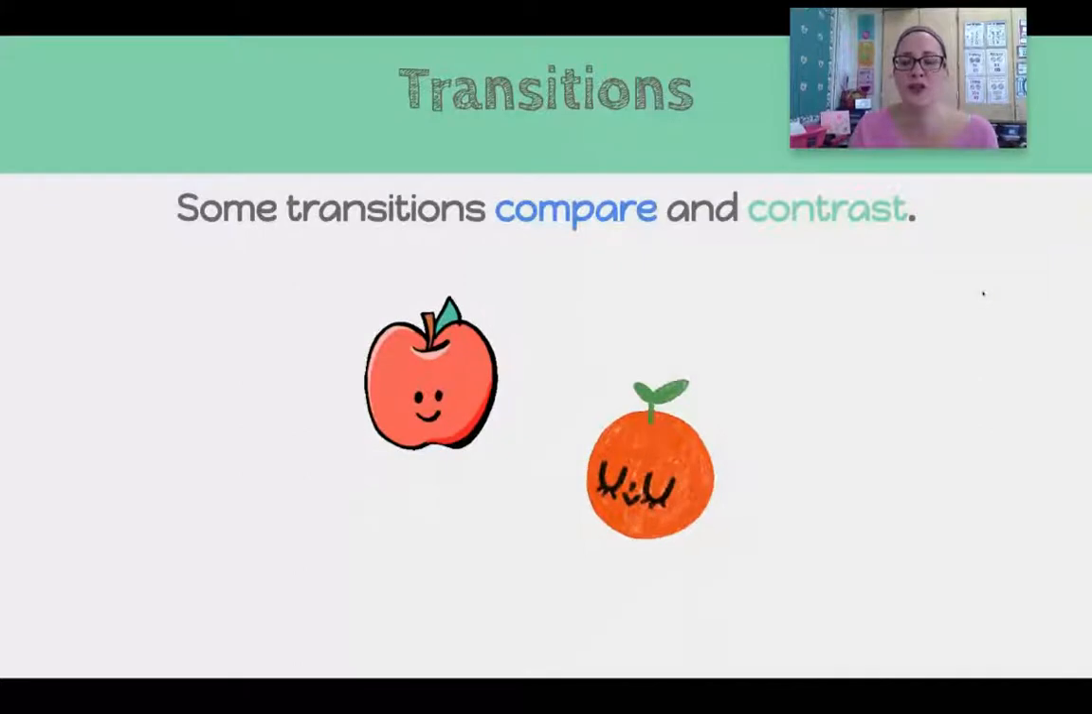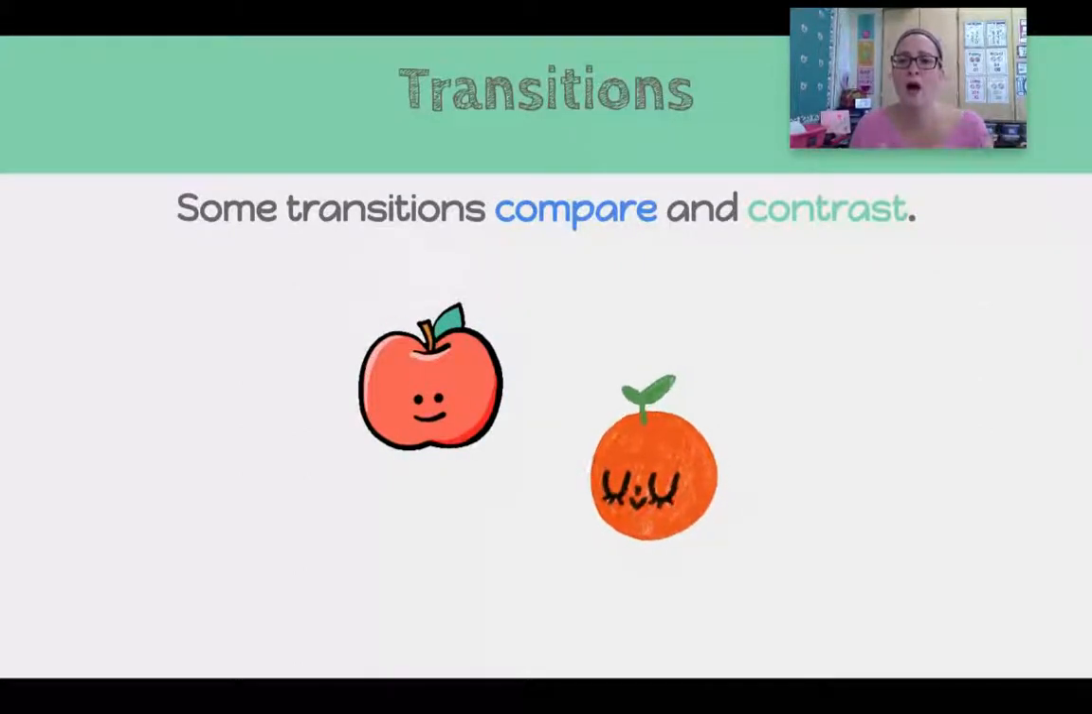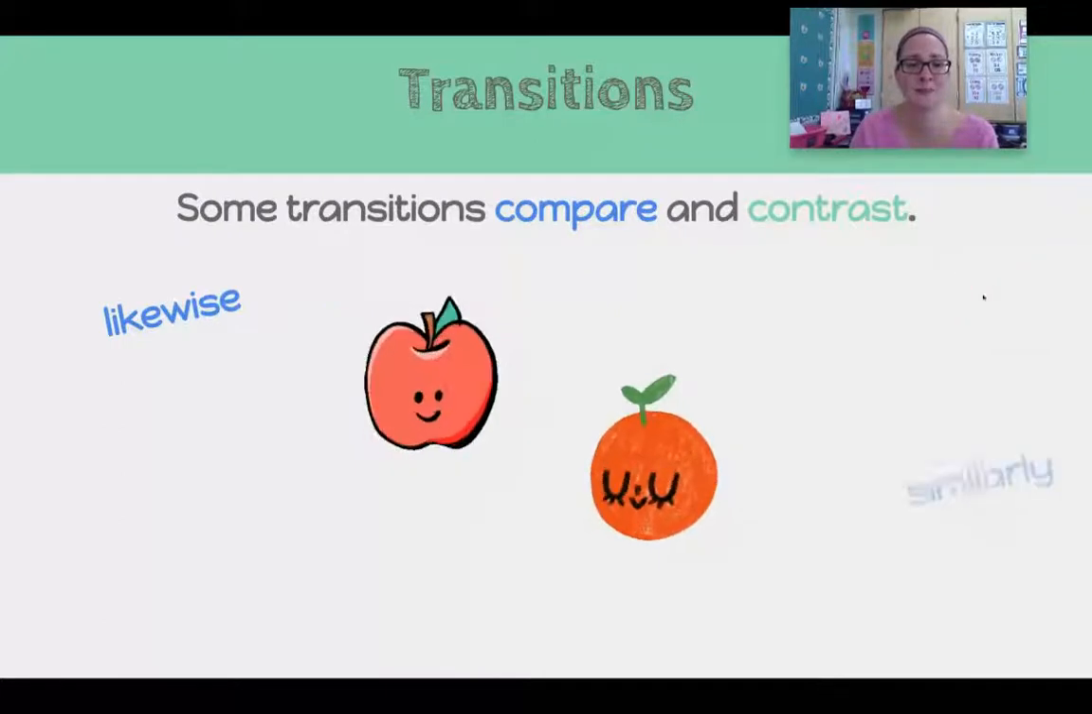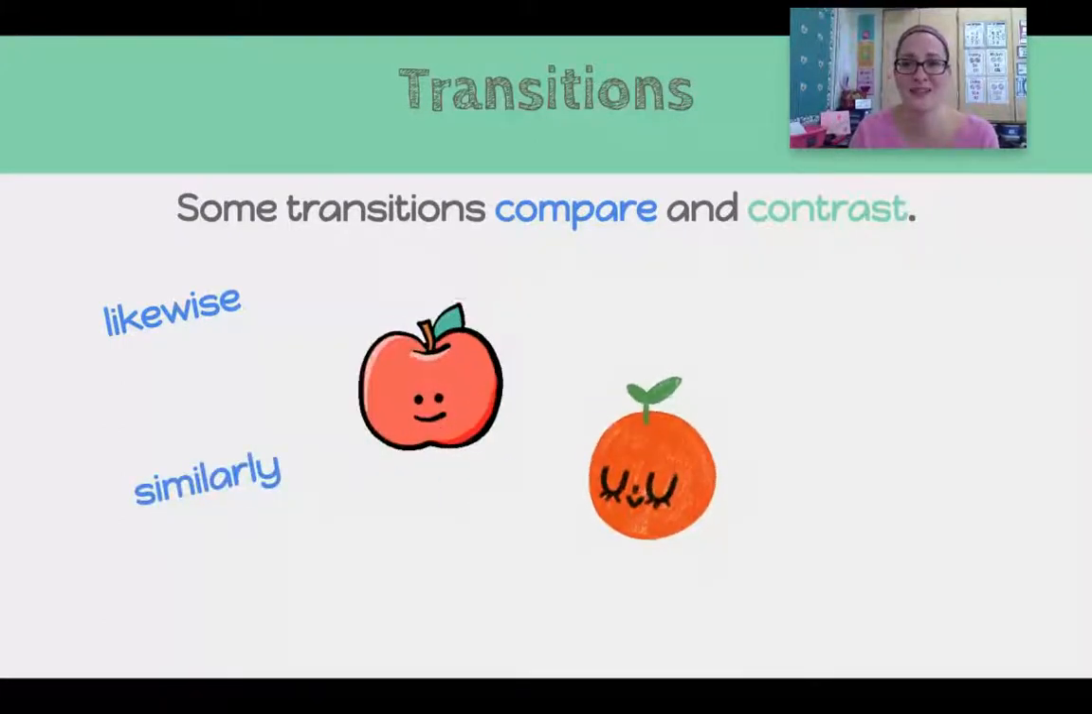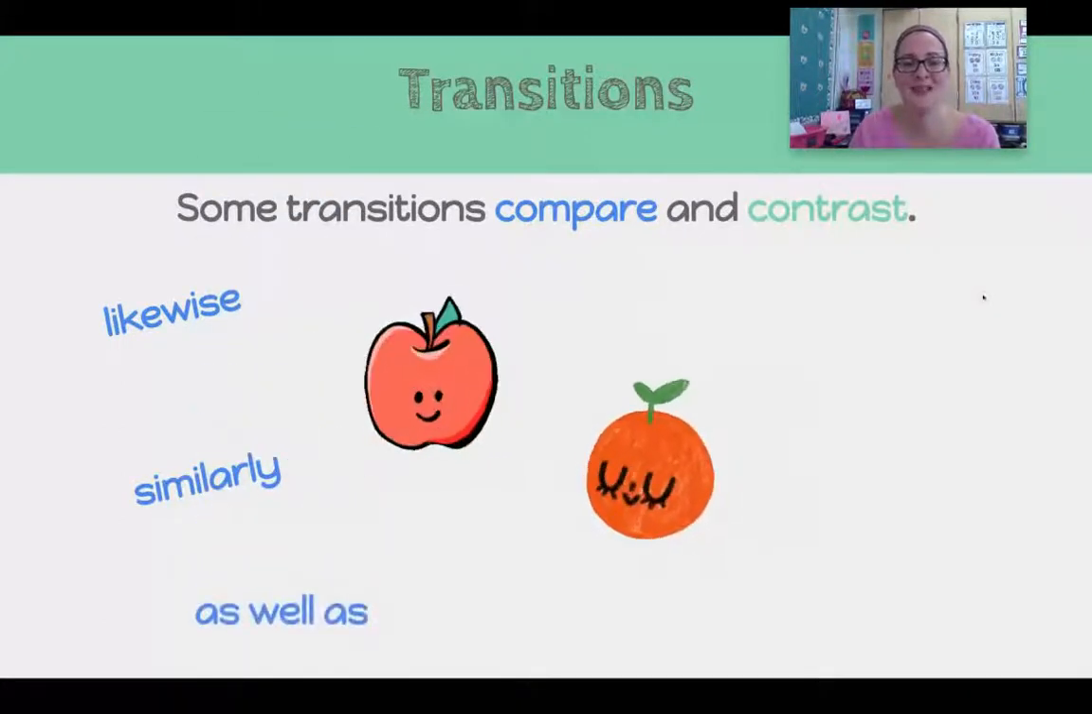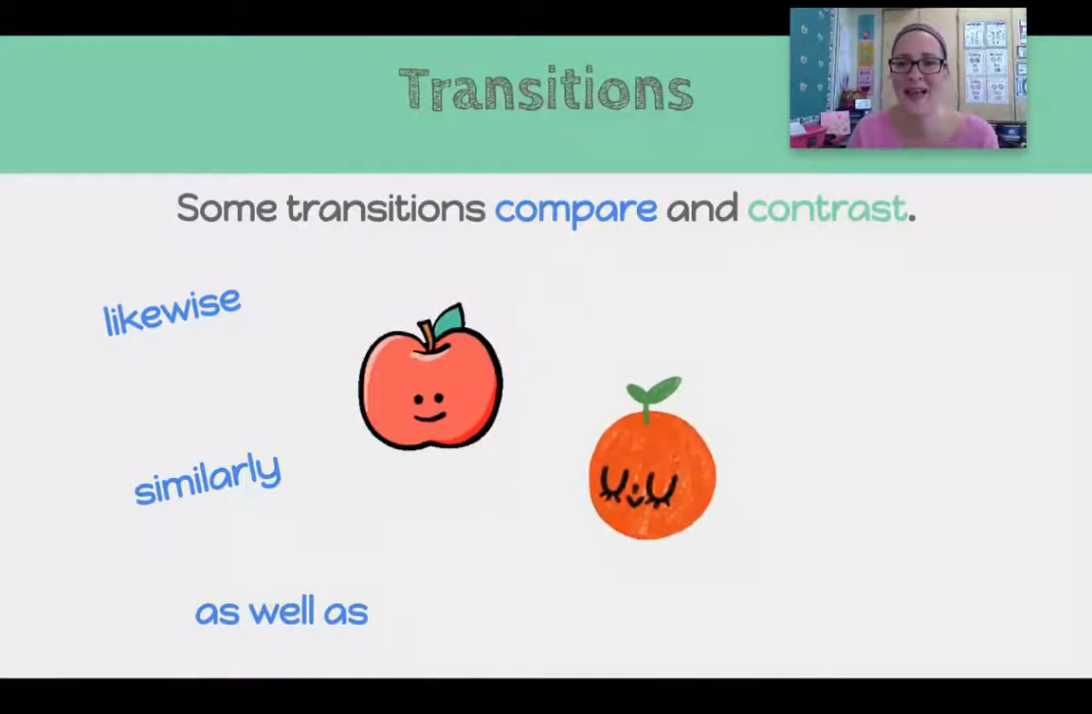We also have some transition words that can compare and contrast. They can show how a few things are alike or how they are different. And when we compare, we show how those things are alike. When we contrast, we show how those things are different. Let's first take a look at some words that compare. Likewise, similarly, as well as.